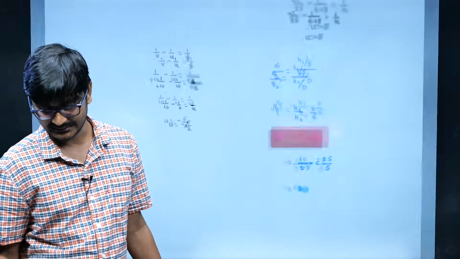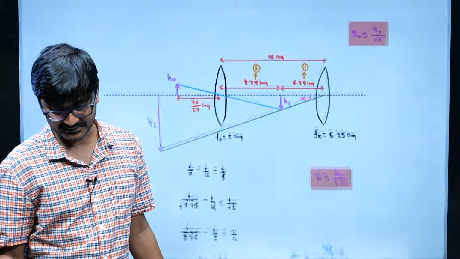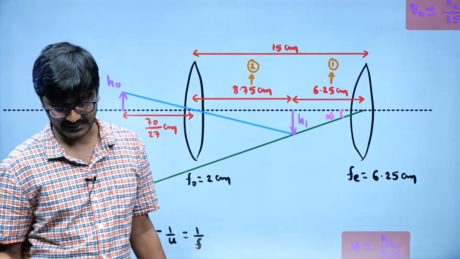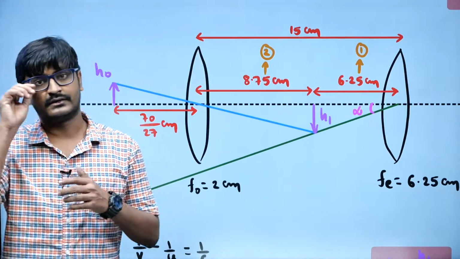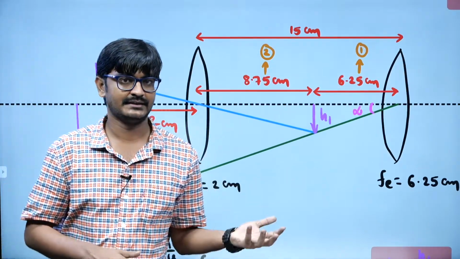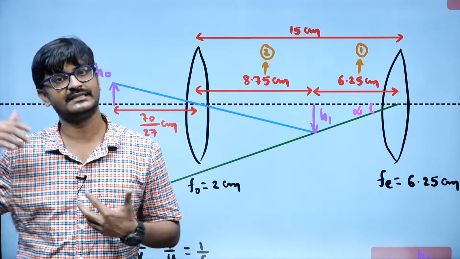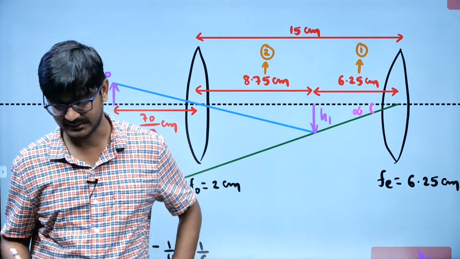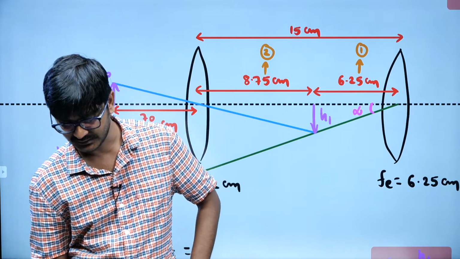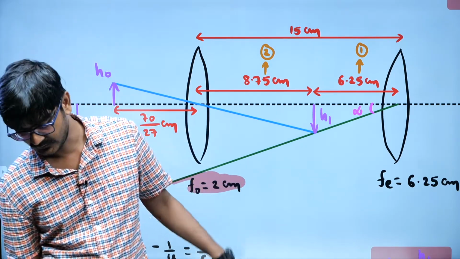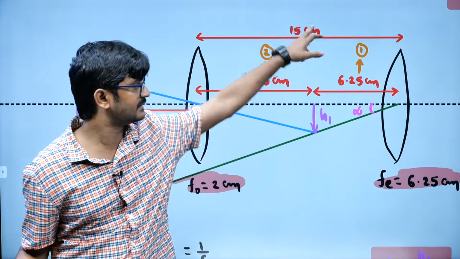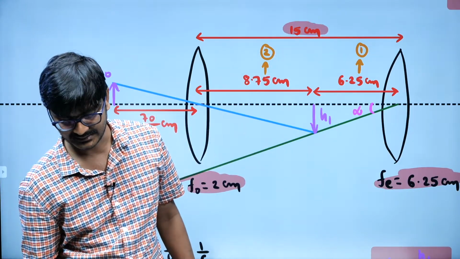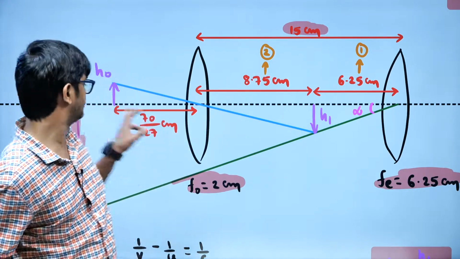Now let us see the same question if the final image is forming at infinity. If the final image has to form at infinity, this is called normal adjustment, and near point adjustment is the other case. Normal adjustment means the image is forming at infinity, near point means the image is forming at 25 centimeter, that is the near point. So what all things have been given in the question? The objective lens focal length, the eyepiece, and the distance between them. Now they are saying this image is forming at infinity.